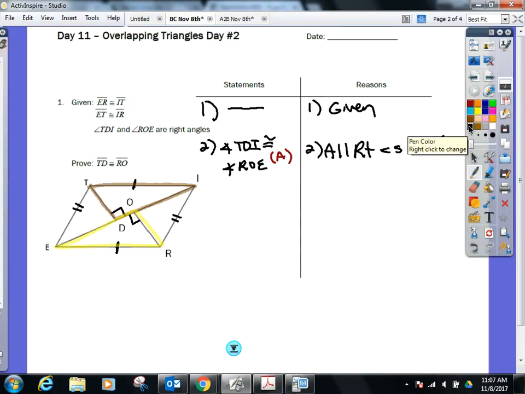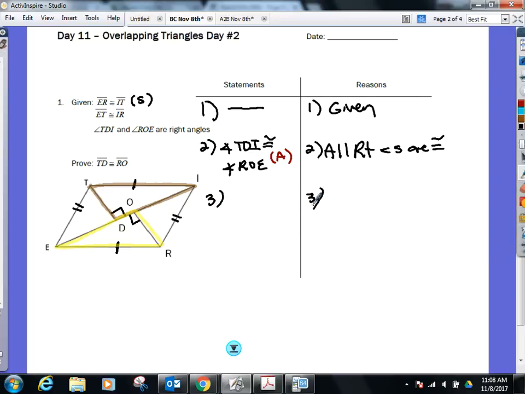Did I give you anything in the givens that would help you? Did I give you full sides? Any full sides in the givens? Yes. What sides? TI and ER. Yep. So I gave you a full pair of sides. So right now it doesn't look like this is going to be that bad, because I gave you a pair of sides and Rachel just gave us a pair of angles with the right angles. Okay. Is there anything else you can tell me?